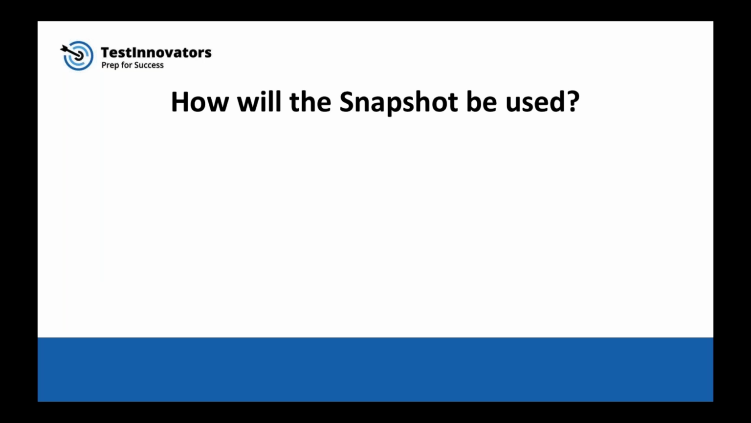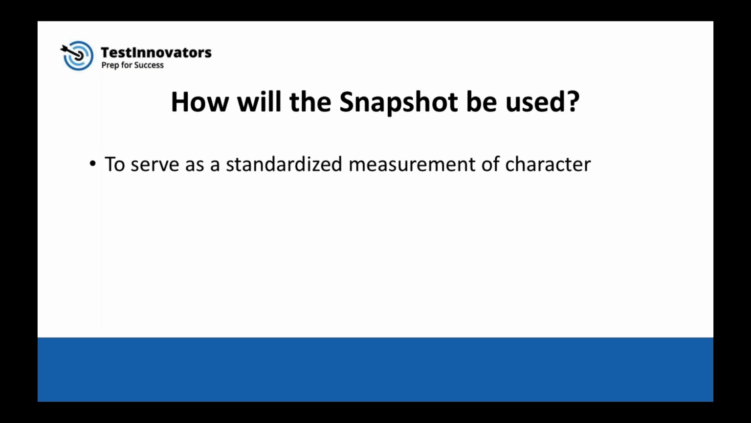The natural next question is, how is the snapshot going to be used? It's really important. Schools are all required to sign a fair use statement, essentially saying that they won't use the snapshot in a way it was not designed to be used. And the way the snapshot was designed to be used is as a standardized measurement of character.